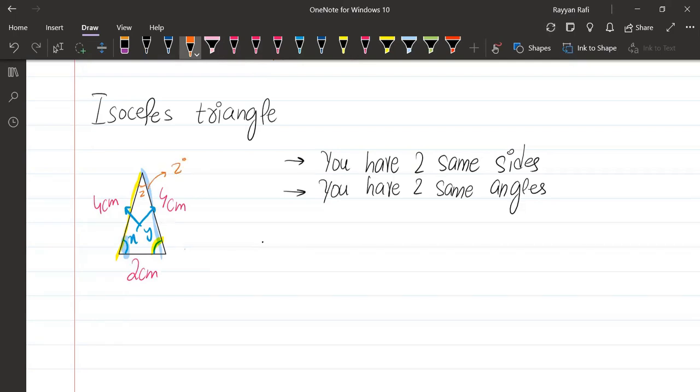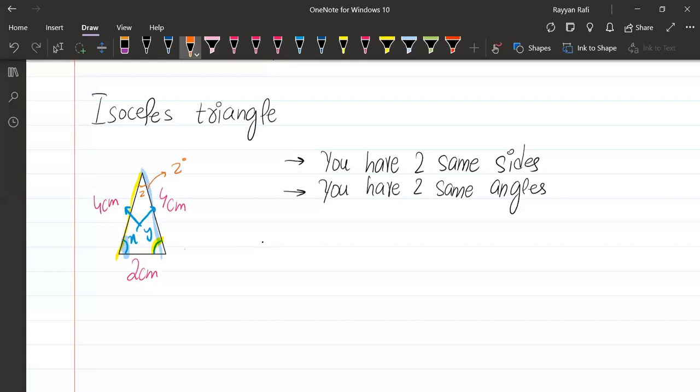Z. Z could be anything. The angle Z depends upon what the values of X and Y are. Supposedly, if X is 40, so Y will also be equal to 40 and Z will be something, okay? And if I change the values of X and Y, the Z will change accordingly. Now, this is just a general thing that I told you.